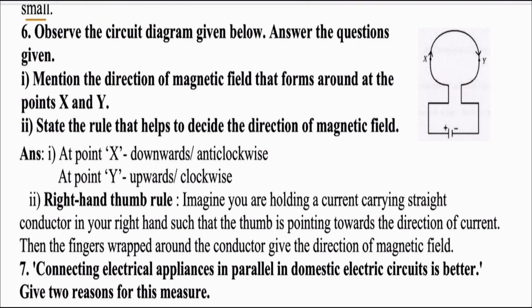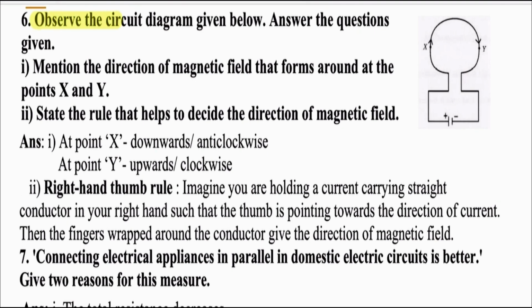Let's go to sixth question. Observe the circuit diagram given below. Answer the questions given. This is the circuit diagram. And question number 1. Mention the direction of magnetic field lines that forms around the points X and Y.